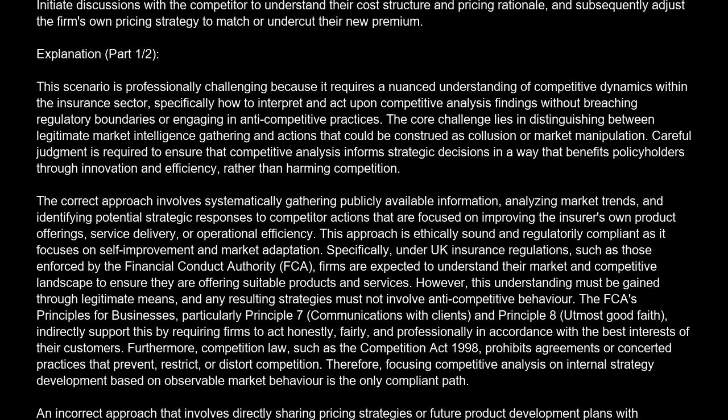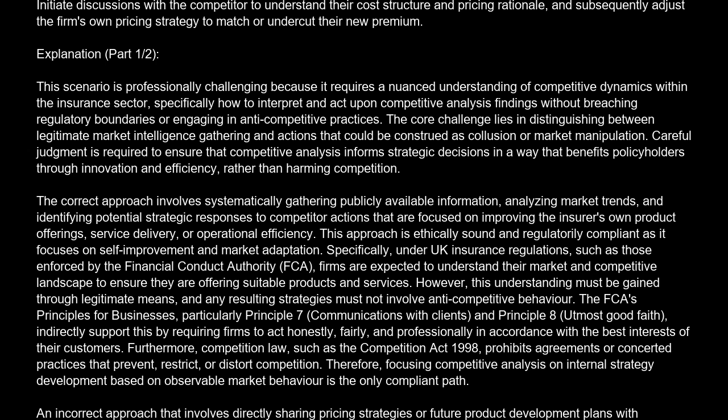Specifically, under UK insurance regulations, such as those enforced by the Financial Conduct Authority, FCA, firms are expected to understand their market and competitive landscape to ensure they are offering suitable products and services. However, this understanding must be gained through legitimate means, and any resulting strategies must not involve anti-competitive behavior.